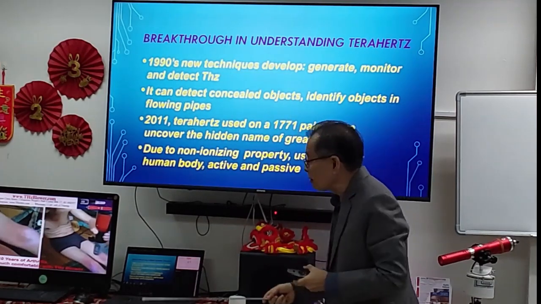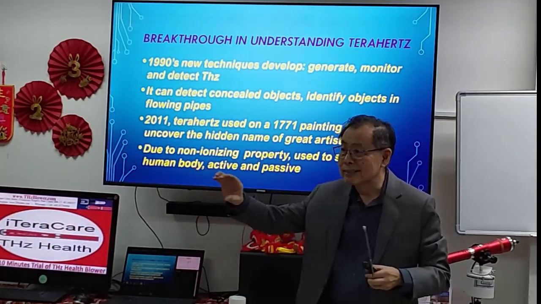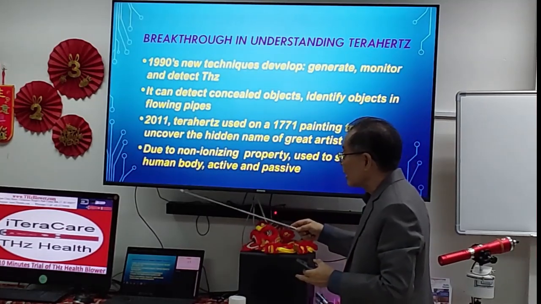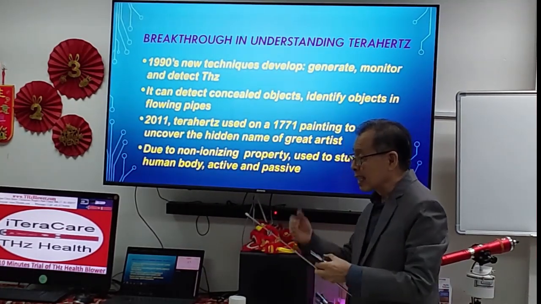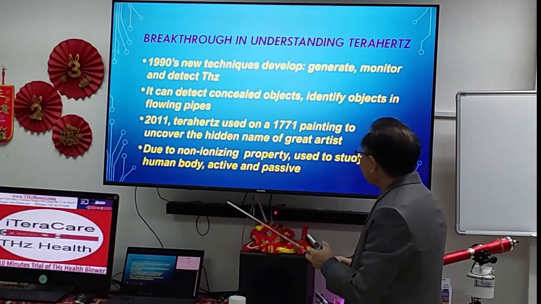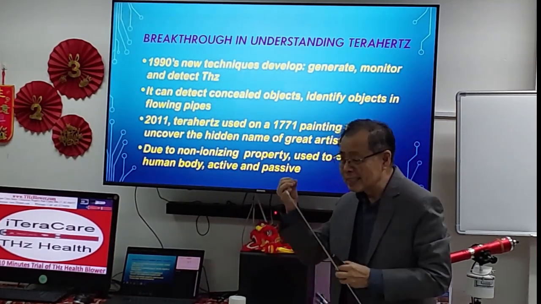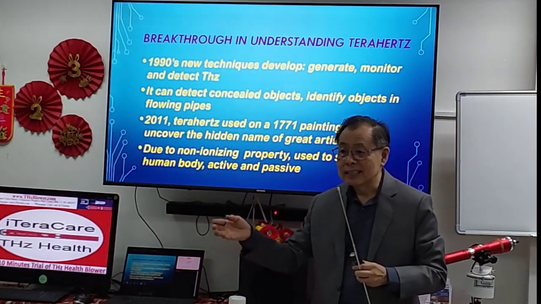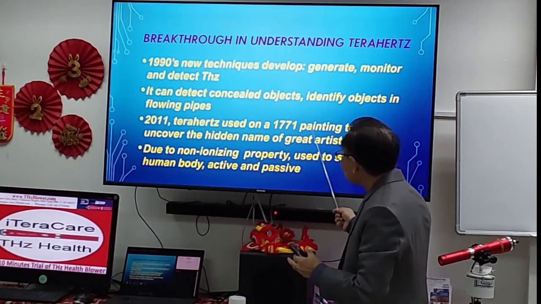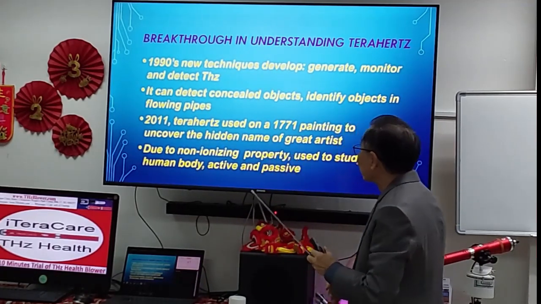And it can detect concealed objects and identify objects flowing in a pipe. You can't see inside, but you can detect. Which means that it can do things which the naked eye cannot see. And in fact, in 2011, terahertz was used on an 18th century painting to uncover the hidden name of the artist. Old paintings, as you know, sometimes people paint over it. And this particular painting was painted over. And so it was able to discover exactly what was underneath.